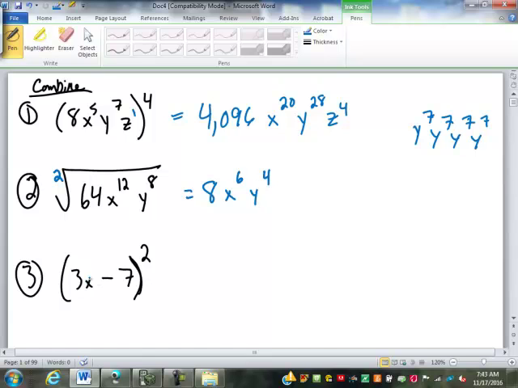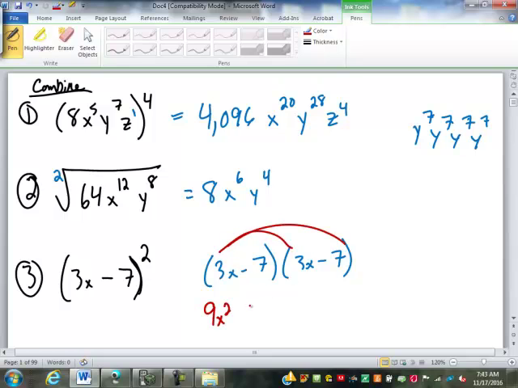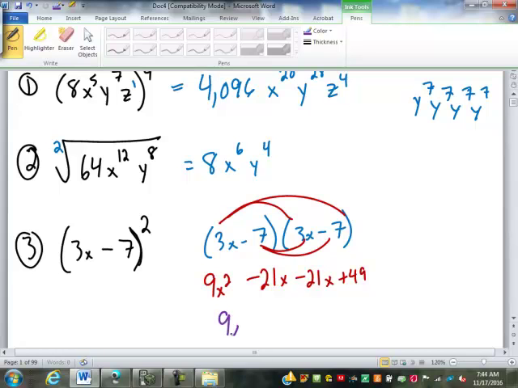Okay. Something like this, 3x minus 7 squared, that's 3x minus 7 times 3x minus 7. So you've got 9x squared, negative 21x, another negative 21x, and negative 7 times negative 7 is a positive 49. And you just combine your pieces. 9x squared doesn't have anything to combine with. We've got the negative 21x, and another negative 21x makes negative 42x, and a positive 49.